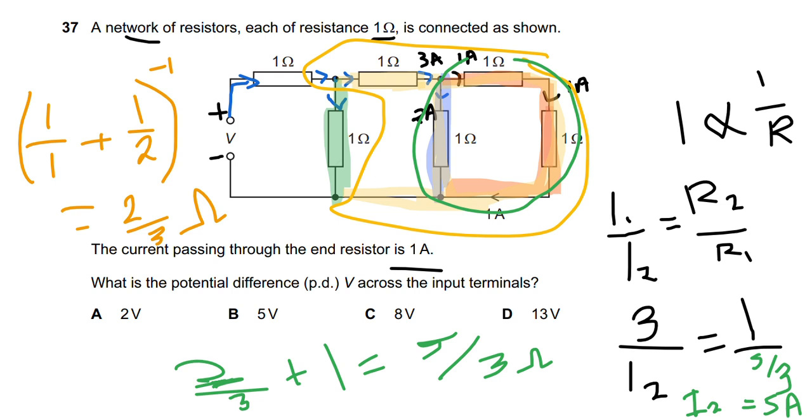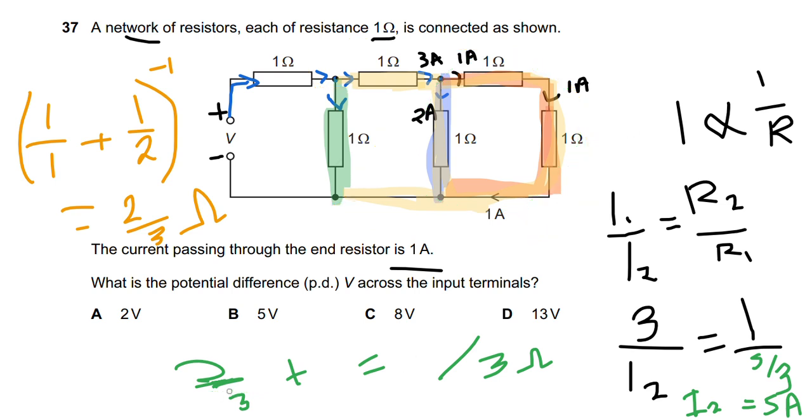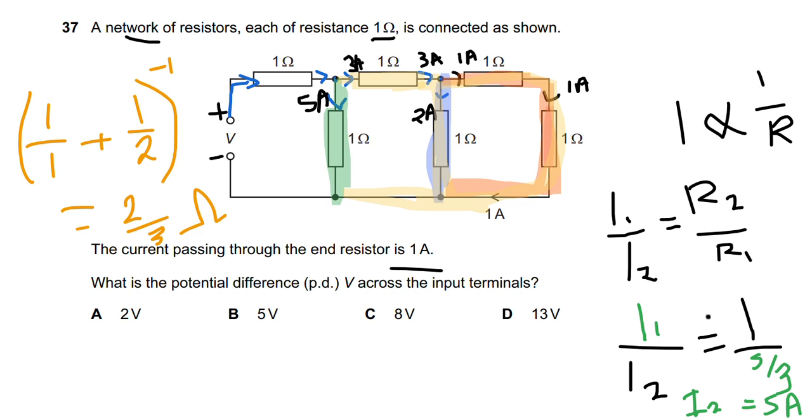Now I think I should erase this because it makes the diagram quite a bit messy. So we just calculated that our current through this part of the circuit is 5 amperes, and we already know through here it is 3 amperes. That's the main logic. I know the current through this part of the circuit is 3 amperes, and I know the resistance of this part of the circuit is 5 over 3. And I need to figure out the current through this resistor.